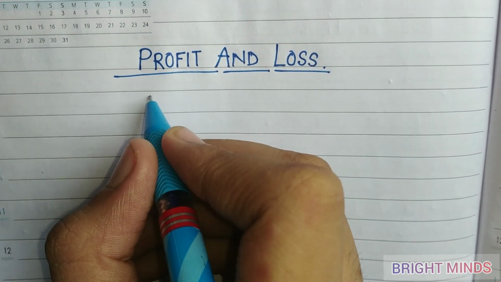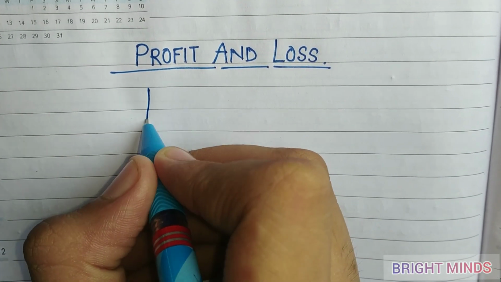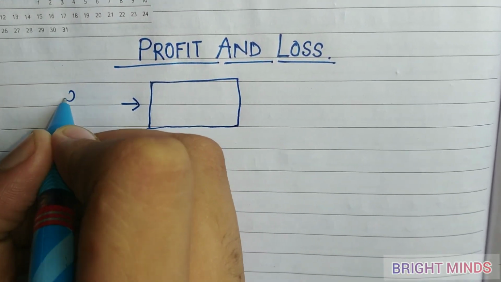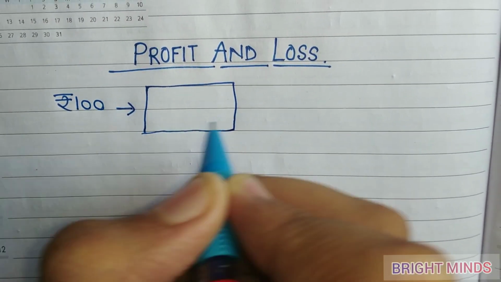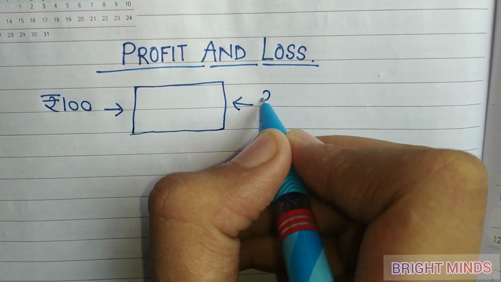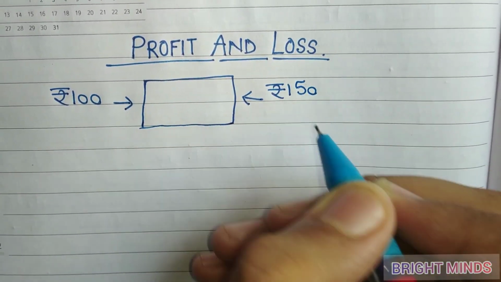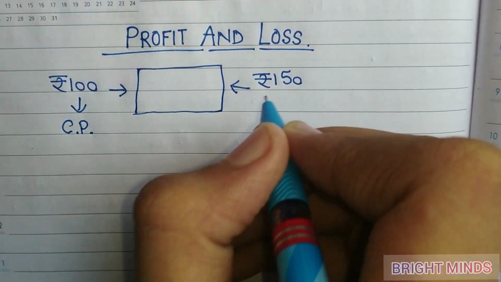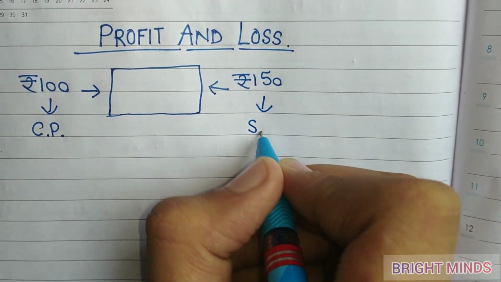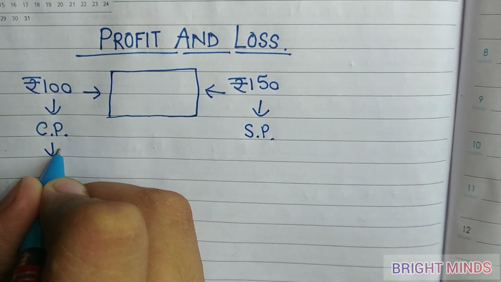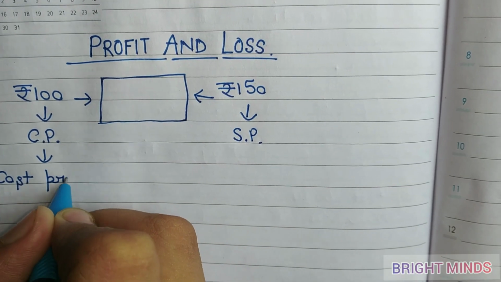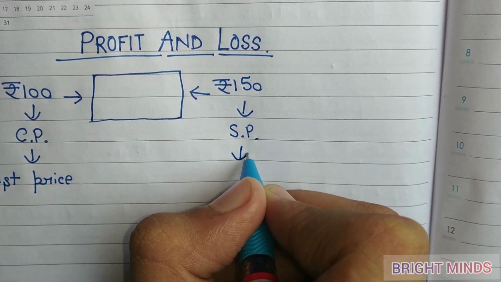Today we will study Profit and Loss. To understand this concept better, I am taking an example. Suppose you have bought a book from a shop for ₹100 and you have sold this book to your friend for ₹150. Now, ₹100 is your CP and ₹150 is your SP. CP means cost price and SP means selling price.